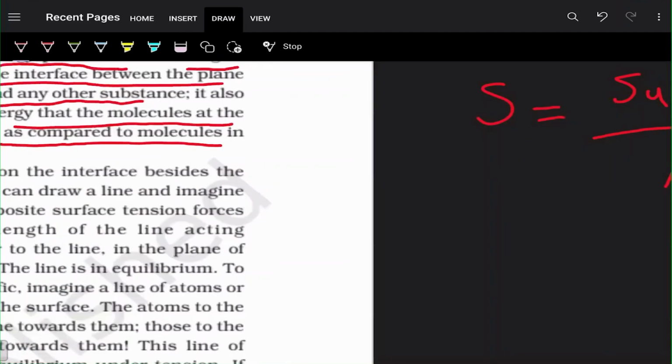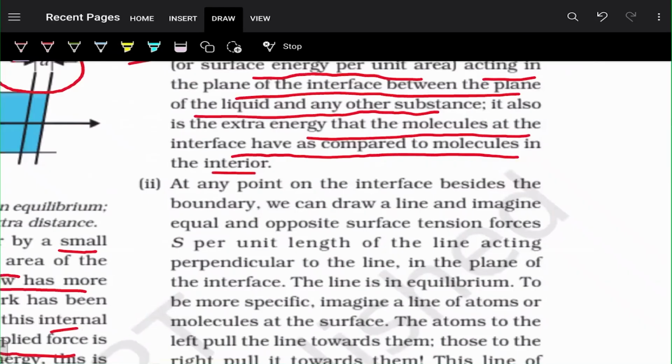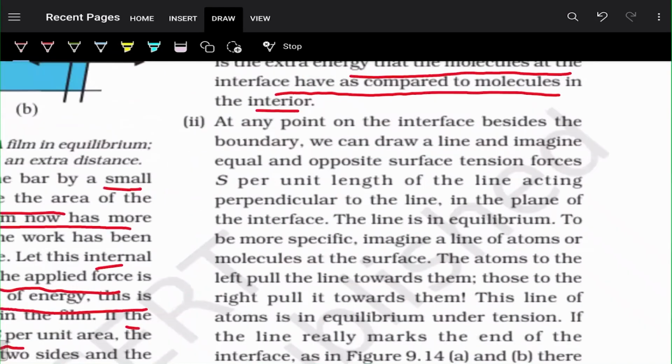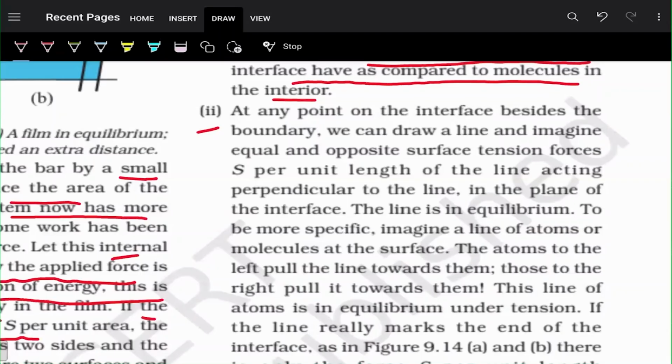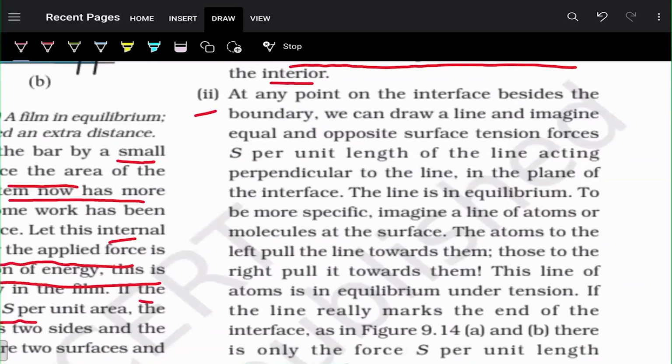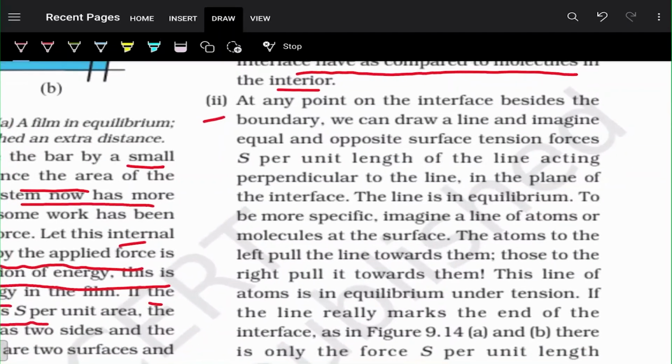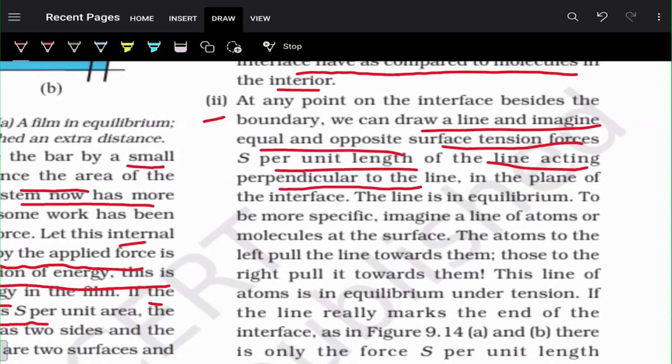Okay. See the second point. At any point on the interface besides the boundary, we can draw a line and imagine equal and opposite surface tension forces per unit length, the line acting perpendicular to the line, correct? In the plane of the interface.